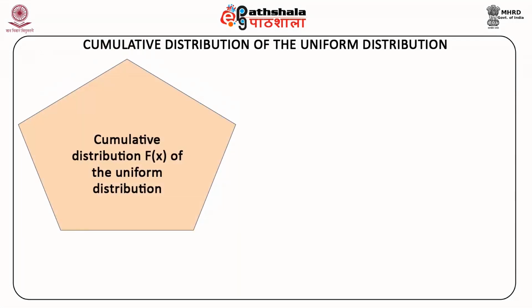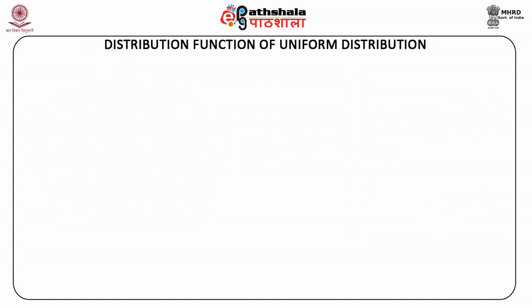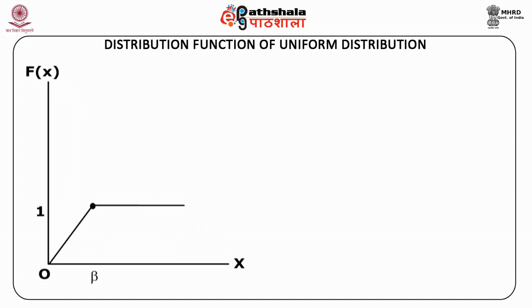The cumulative distribution function F(x) of the uniform distribution is F(x) = 0 when x is less than alpha, it is equal to (x minus alpha) upon (beta minus alpha) when alpha is less than or equal to x is less than beta, and it is equal to 1 when x is greater than beta. Let us understand the distribution function of uniform distribution graphically.